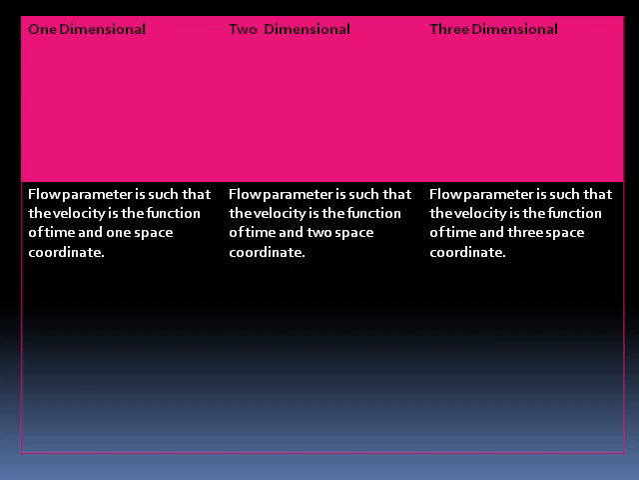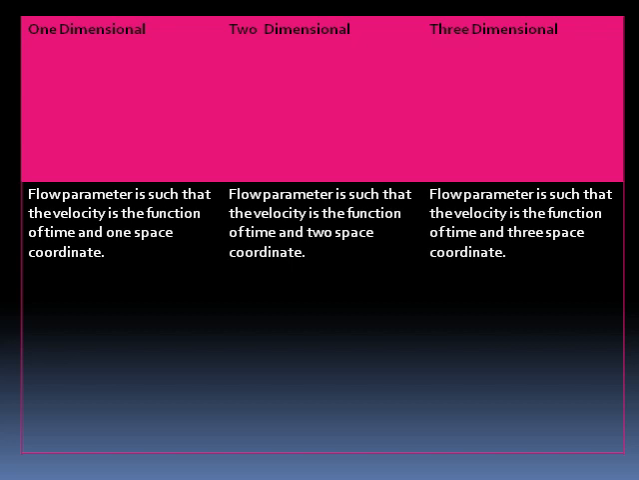One dimensional flow is that type of flow in which flow parameters such as velocity are a function of time as well as one space coordinate only. Similarly, two dimensional flow is that flow in which the velocity is a function of time and two space coordinates. And three dimensional flow is that type of flow in which velocity is a function of time and three space coordinates.